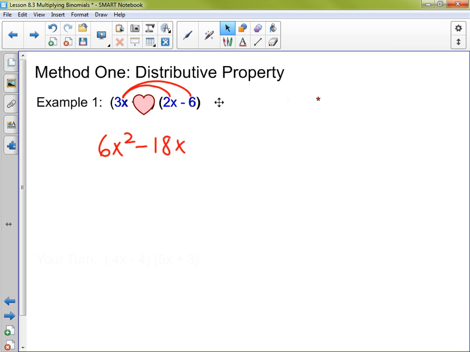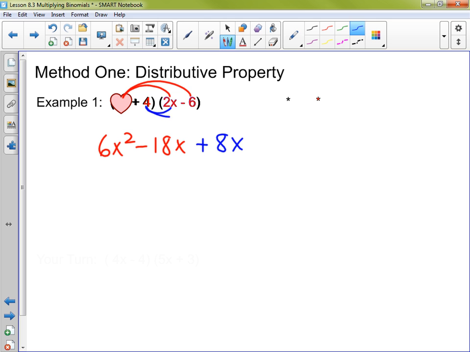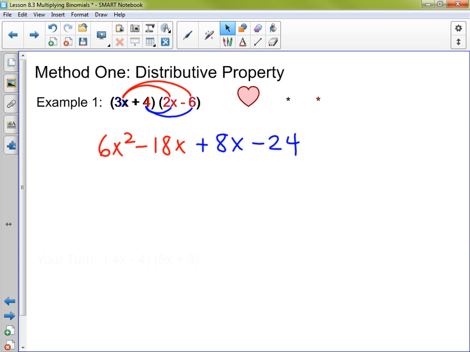Then you're going to put your finger over the first term, and you're going to distribute the second term. So 4 times 2x is 8x, so it's plus 8x. And 4 times minus 6 is minus 24. So you're multiplying two binomials by distributing the first term and then distributing the second term.